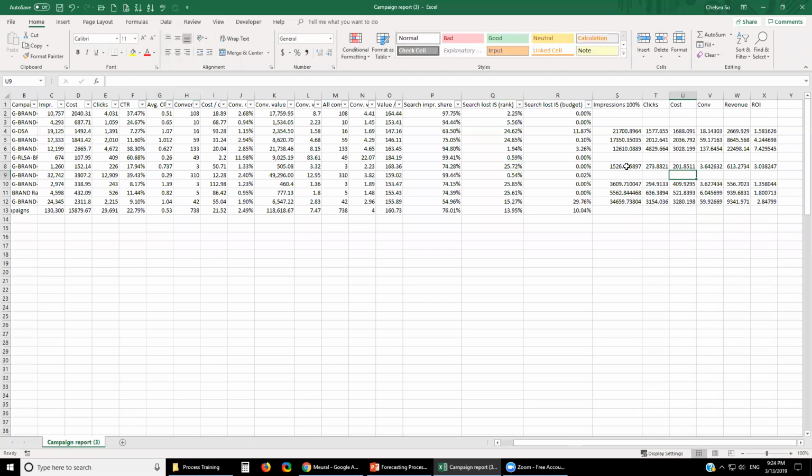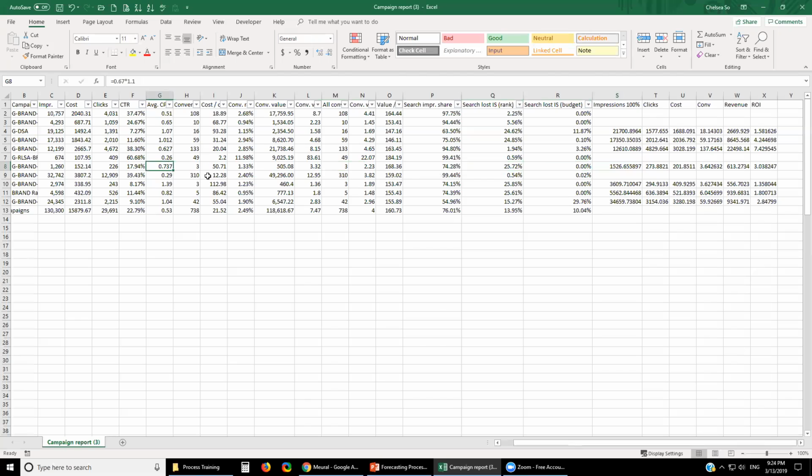And then I have to multiply this by 0.9, which is 90%, because it's really hard to get this to 0. Okay, I got it. And then I just extrapolate it out. So here, I got my average CPCs.